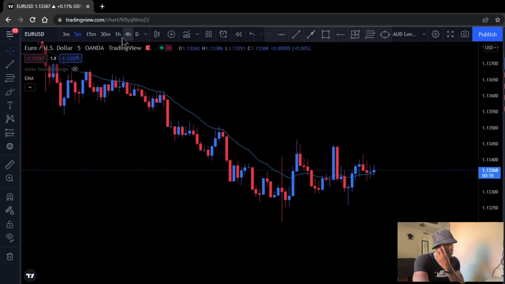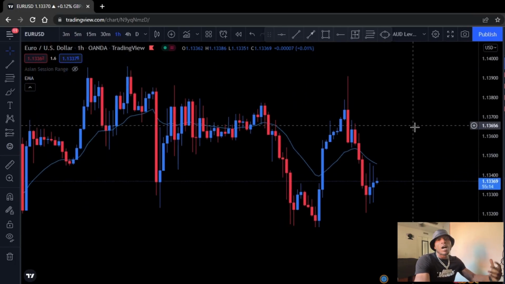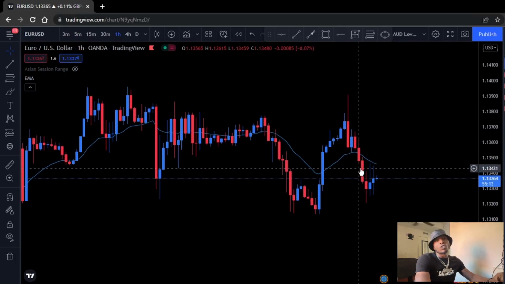So the first thing first that I do, I go to the hourly, ladies and gentlemen. I'm going to give you examples here. I will go to the hourly and I will try to find a zone. Here is another tip. In a trending market, you're going to want to buy on the close or sell on the close in a trending market.